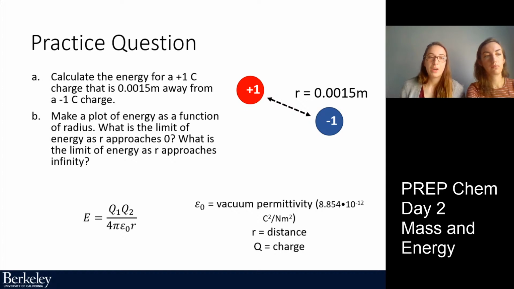But what we want you to think about in your groups is to use the equation for Coulombic energy and calculate how much energy there is between these two charged particles. And then we want you to quickly sketch a plot of this energy as a function of radius r. And then think about what is the limit of energy as r approaches 0, and what is the limit of energy as r approaches infinity.